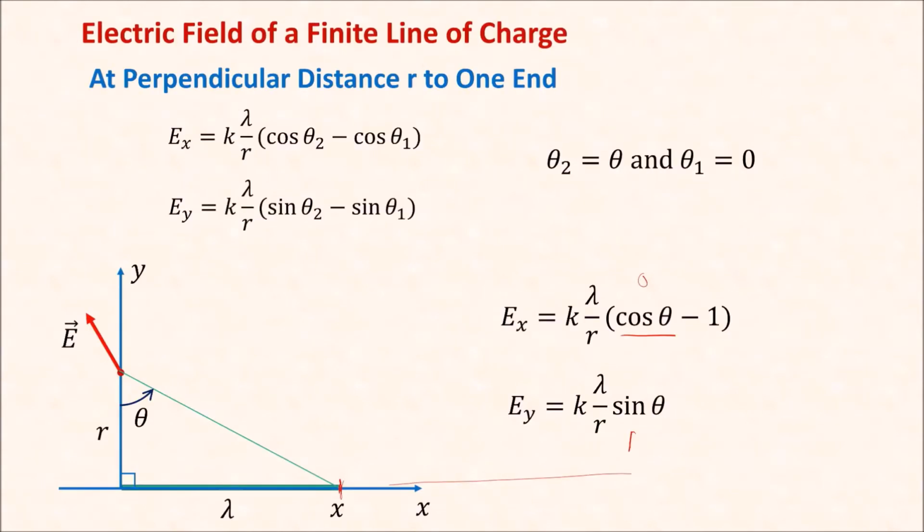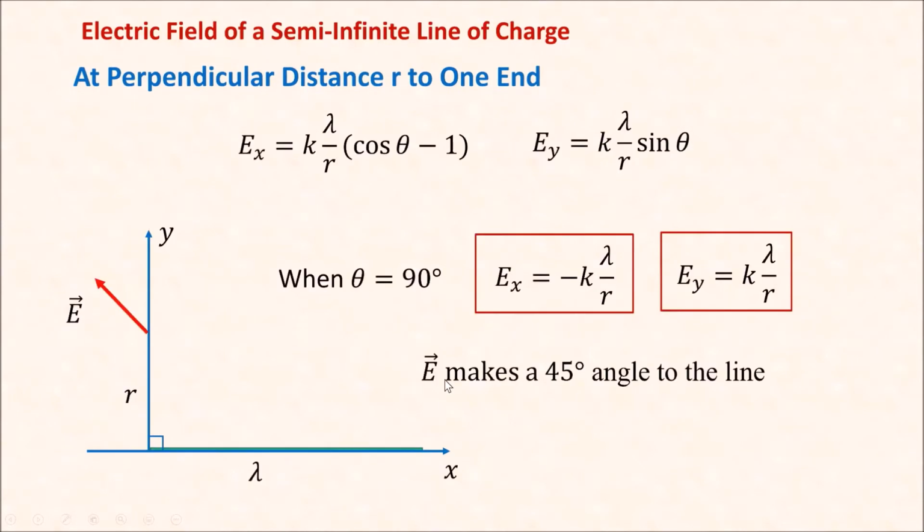And then this one is for the field of a finite line of charge at a perpendicular distance to one end. You see this, it starts from here, which is the origin, until X. And then you are at a distance R from one end, perpendicular to the line. Again, you see that theta 1 becomes 0. If you plug in here, you see these values. Then you can let X go to infinity, and then you have a semi-infinite line of charge.